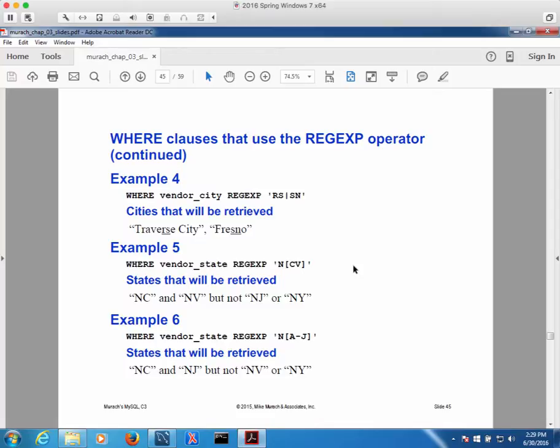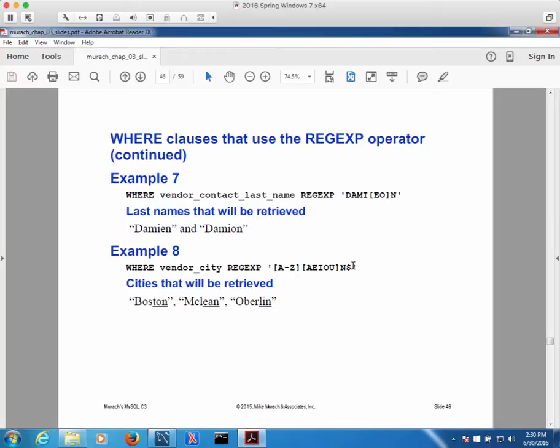Last one, 6, n, and then in brackets A through J, it would match NA through NJ, but not NV or NY because they're not in that range, A through J. So a very, very flexible way to do things.